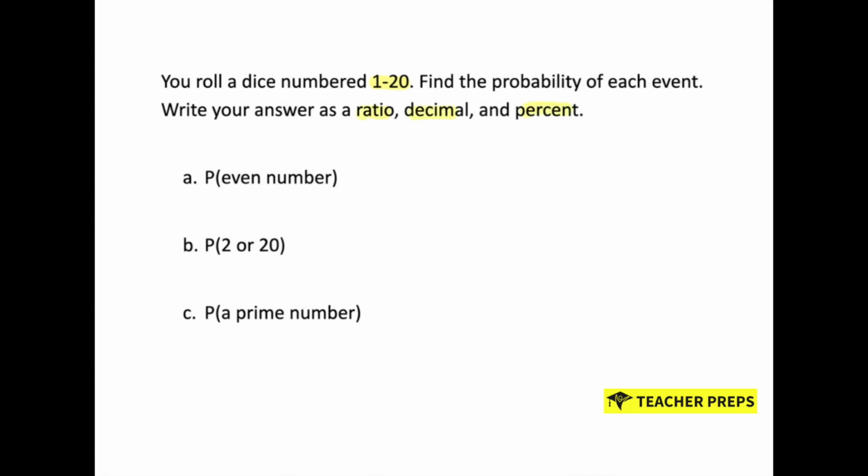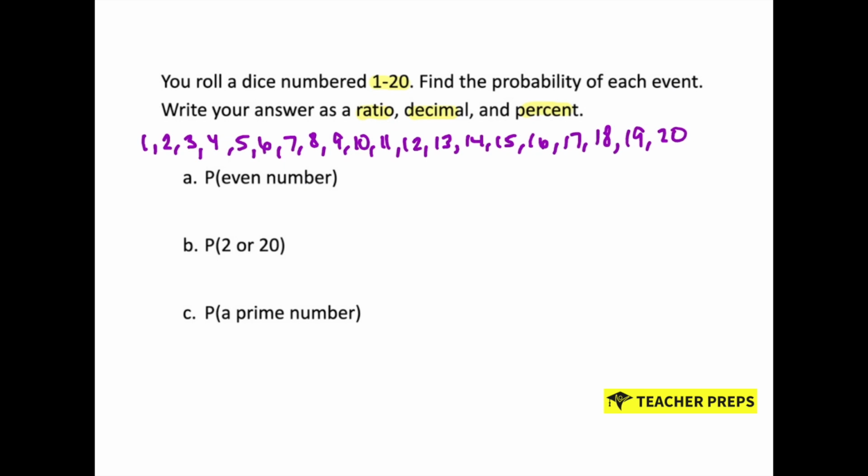The first thing I like to do is list out the sample space. The sample space is all of the possibilities. Listing out the sample space can help us determine the favorable outcomes. Notice that we have this P and then we have something in parentheses. That's read as the probability of an even number. Also, remember that probability is the number of favorable outcomes over the total number of outcomes. So we want to start by writing our ratio.